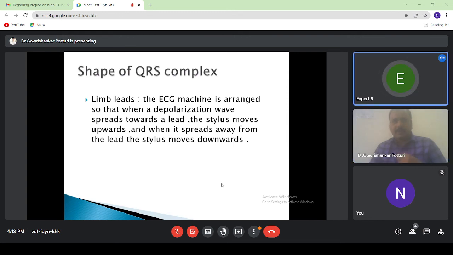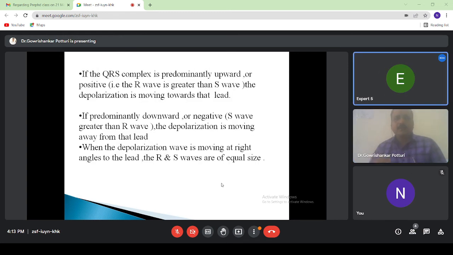Did you understand this point? Yes, sir. Okay. So if the QRS complex is predominantly upward or positive, that is, R wave is greater than S wave, then the depolarization is moving towards the lead. If predominantly downward or negative, that is, S wave greater than R wave, the depolarization is moving away from that lead. When the depolarization wave is moving at right angles to the lead, the R and S waves are of equal size.